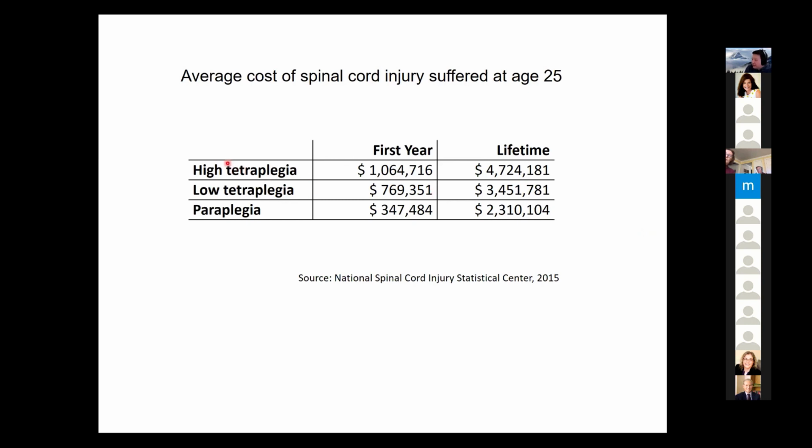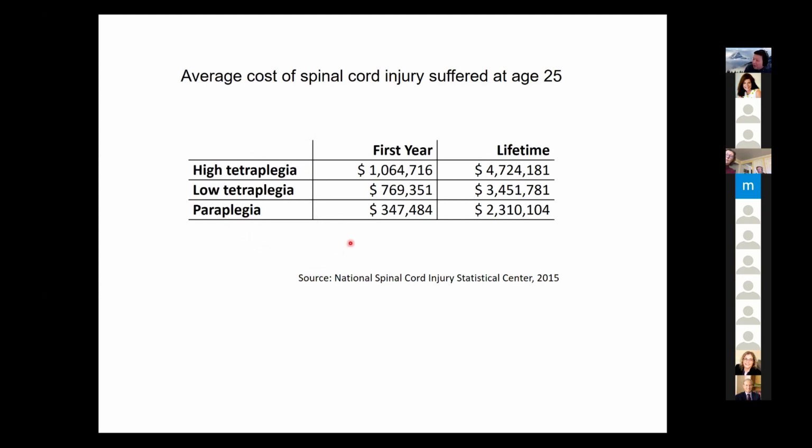And high tetraplegia means injuries that affect not only the sensation and the motility, but also the ability to breathe. These patients are, of course, the most severely handicapped. And paraplegia is the kind of spinal cord injury that leaves you in a wheelchair, but you can still use your hands and arms to some extent. These numbers are direct costs and do not include the indirect, such as lost wages.